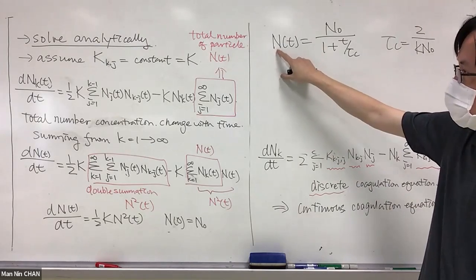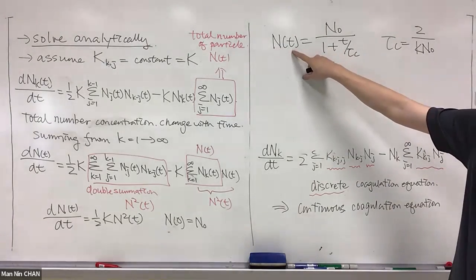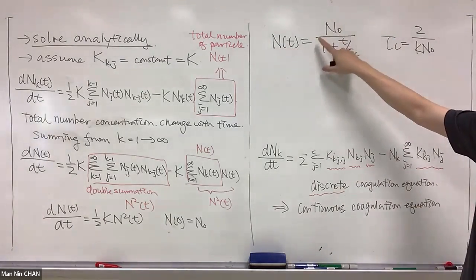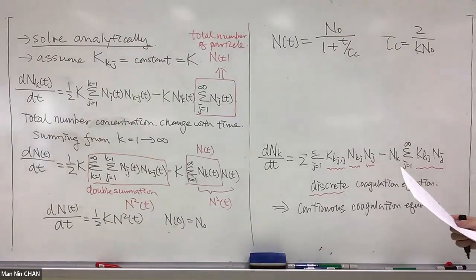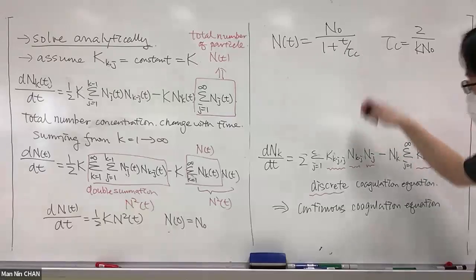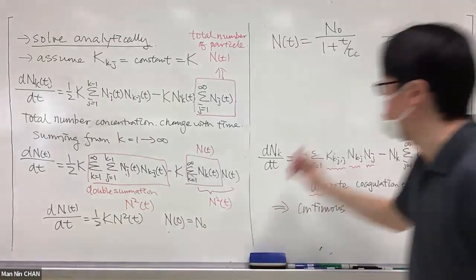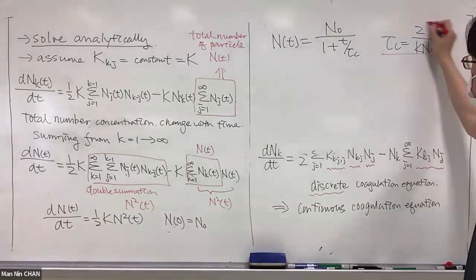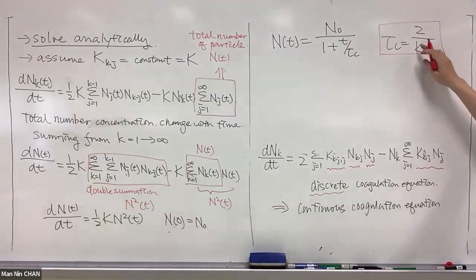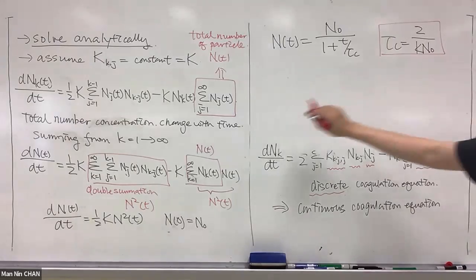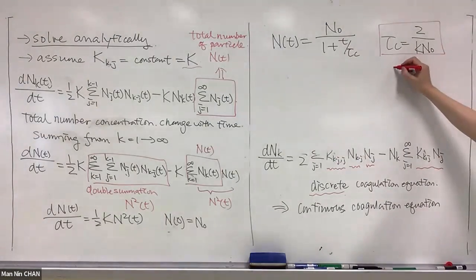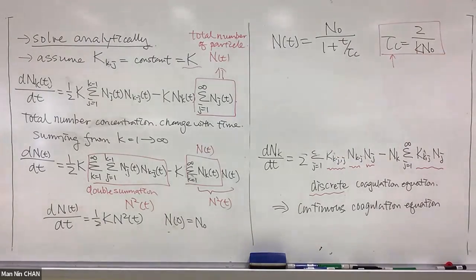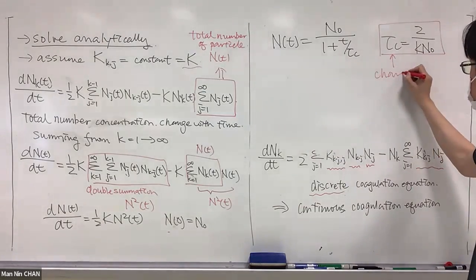The total number concentration at a given time will be equal to N0 divided by 1 plus t, the time, divided by this tau c. So tau c, the c is for coagulation. We also give you the definition here. So tau c is 2/k, where k is the coagulation coefficient, times N naught. So this tau c, we call this a characteristic time scale for coagulation.